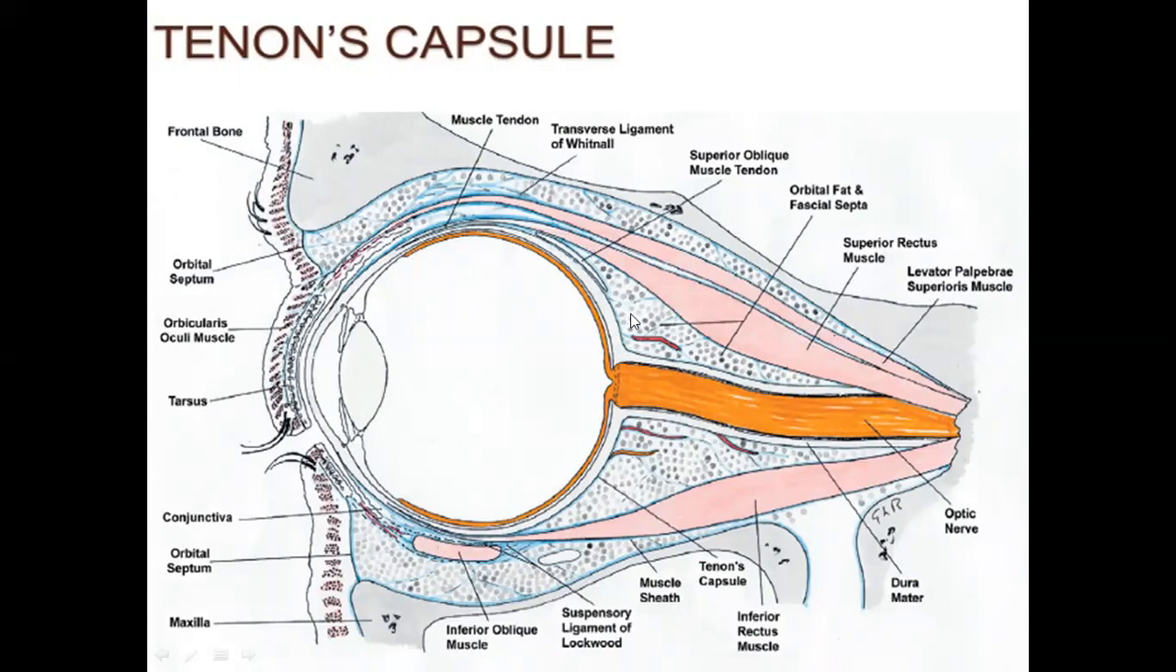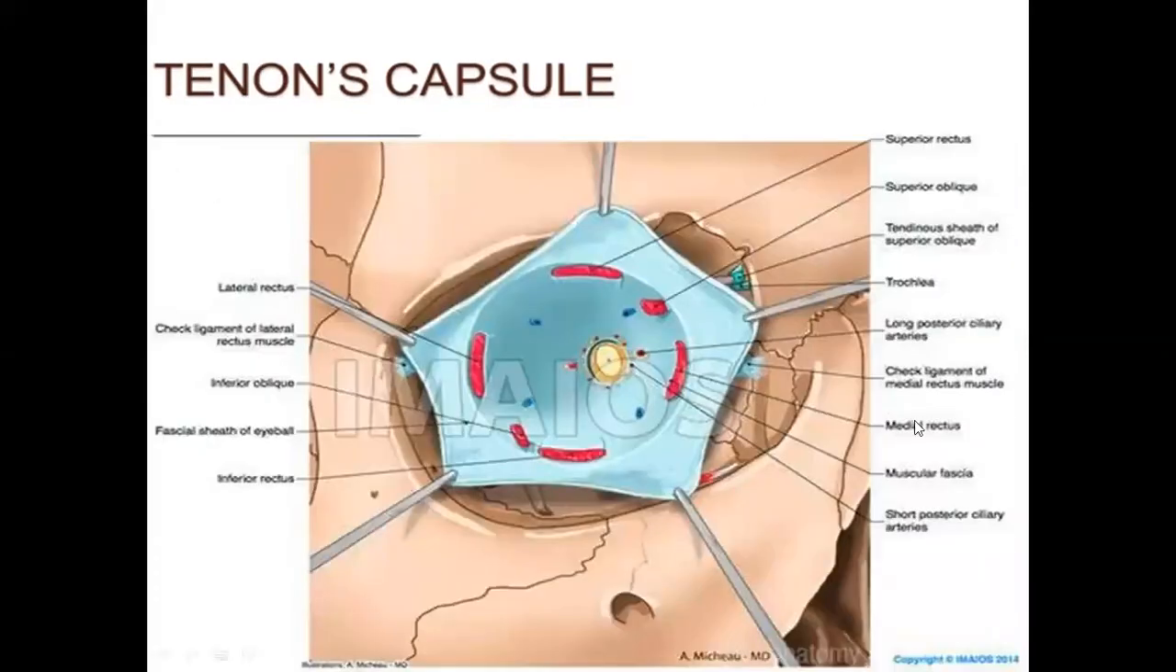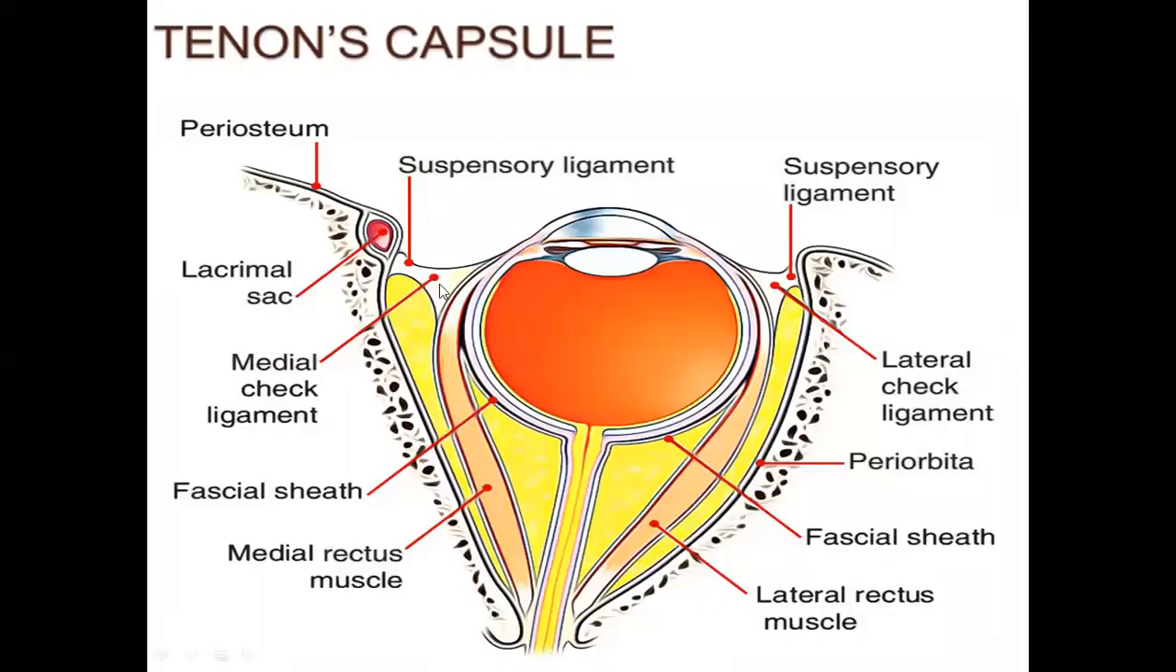Now this Tennant's capsule gives some expansions. See here, this is the Tennant's capsule, which is pierced by the tendons of extraocular muscles and also by the ciliary nerves and vessels. It gives some extensions, like the medial and lateral check ligament and the suspensory ligament of the eye. So now we will move to that. See, these are the expansions of this Tennant's capsule. One is the medial check ligament, another one is the lateral check ligament, and the third one is the suspensory ligament of the eye.